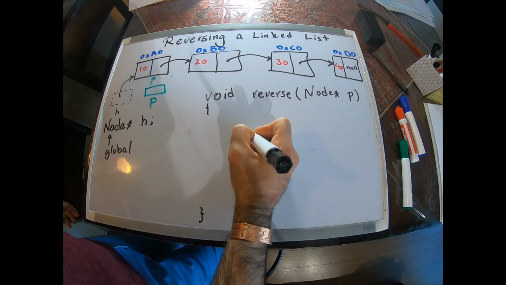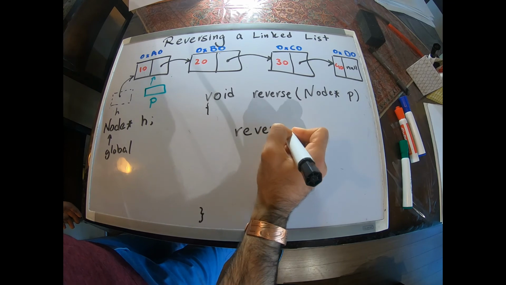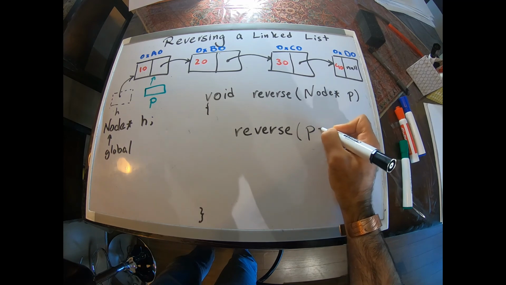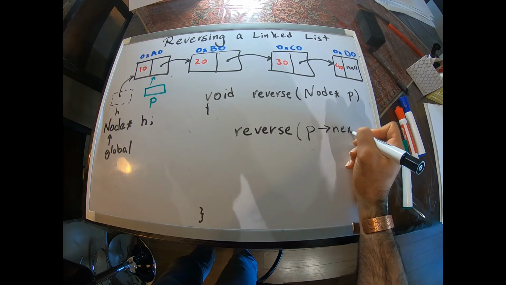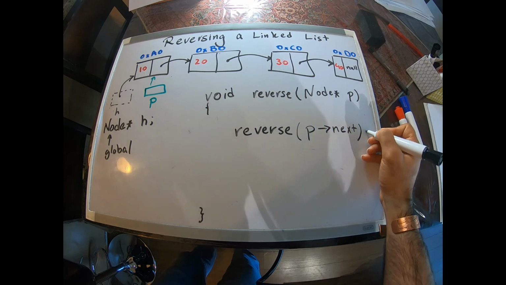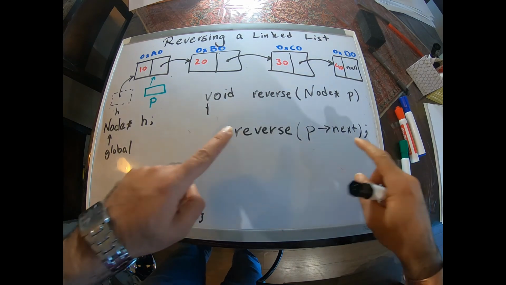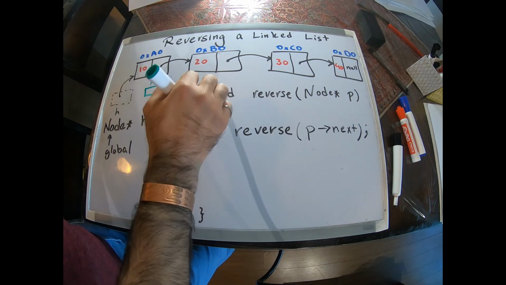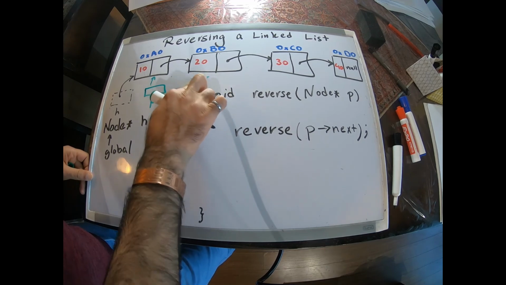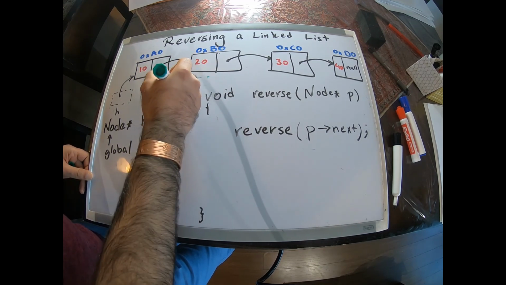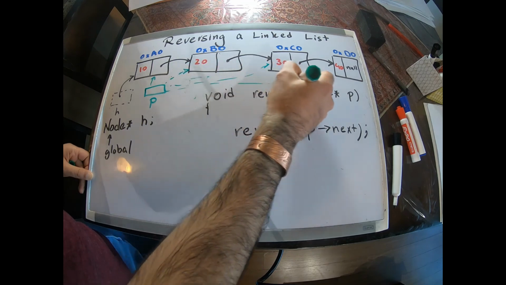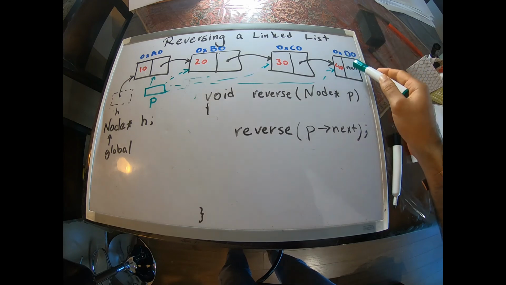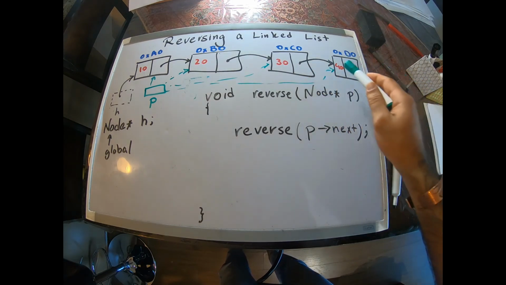We want to basically traverse through the linked list. So I'm going to call the same function, but every time I'm going to move the head pointer, let me write it differently. I'm going to write it like this, then this, then this. Once we get to this point, we can't go any further.